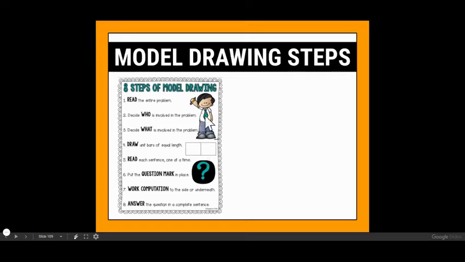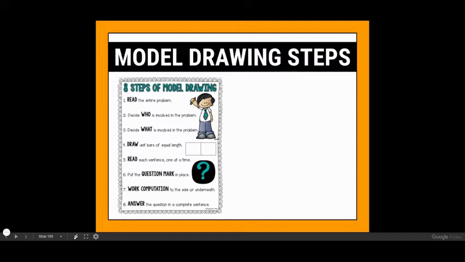So we have this poster called the 8 Steps of Model Drawing. Now, I make a little bit of changes to this when I am teaching it, because for me, it's really hard to remember these 8 steps. So I came up with a saying years ago, and actually my students in the class came up with this saying, and I still use it today because it helps me remember all of the steps.